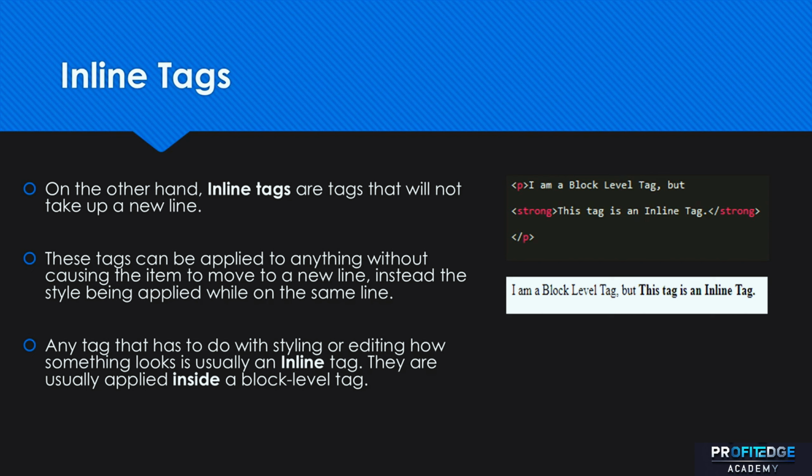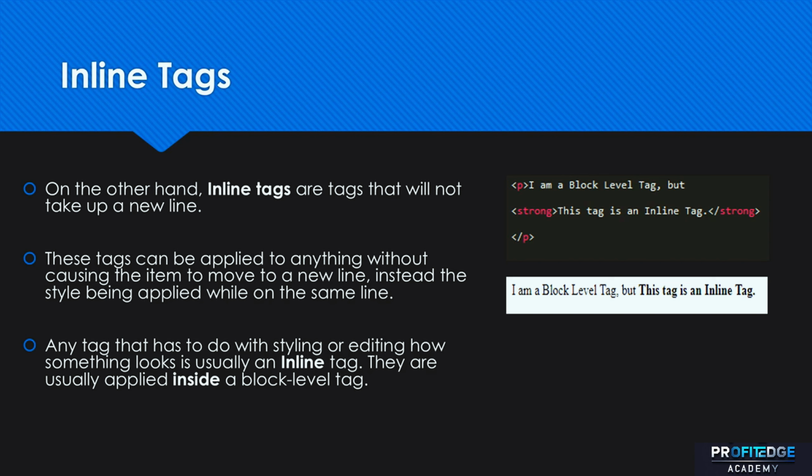So if you look at the example, you can see that this inline tag has not been moved to a new line, but instead stays inside the same line as the paragraph tag. And that's a perfect example of what an inline tag does. It's a style or a tag that can be applied, but it does not move the text or the item that the tag is inside to a new line. So usually inline tags are used for things such as styling or formatting text instead of the creation of things.